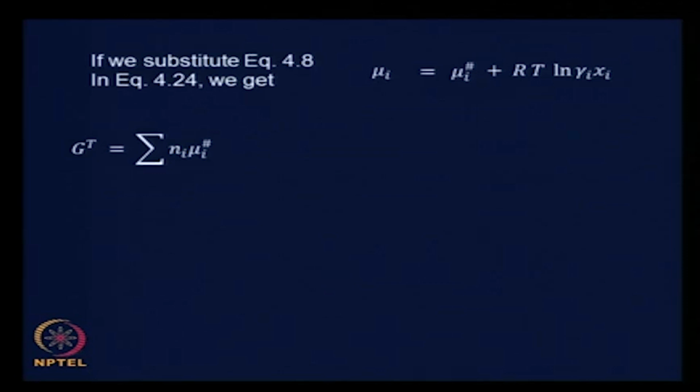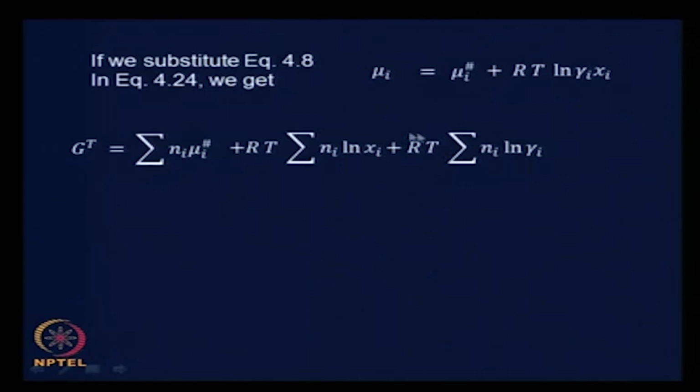Therefore, if you multiply each term by N_i and sum it over all i's, we would get the sum over N_i mu_i hash, which corresponds to this term, plus RT times the sum over N_i ln x_i, which corresponds to this term. RT is common, so RT comes out, plus in similar fashion RT comes out here, sum over N_i ln gamma_i. Let us call this equation 4.25.